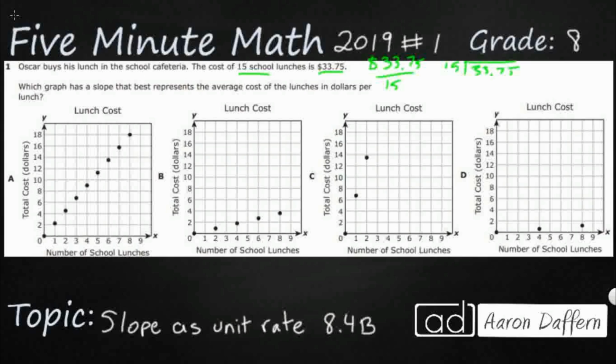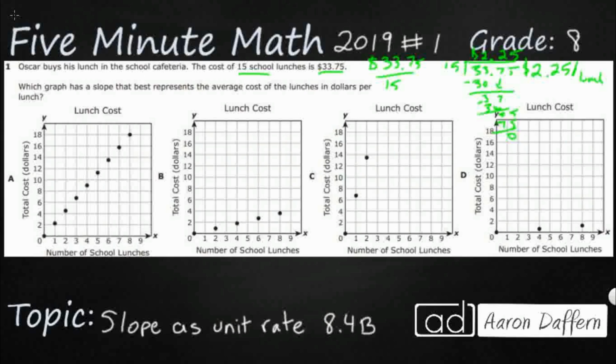So 15 is going to go into 33 twice. It's 30. Let's bring that decimal. 37. Looks like it's going to be another 2 times. So that is going to be 30 again. Now we're looking better. 75. 15 goes into 75 5 times. All right, so $2.25 per lunch. So we're going to look for per one lunch, but it's just assumed it's just per one lunch.